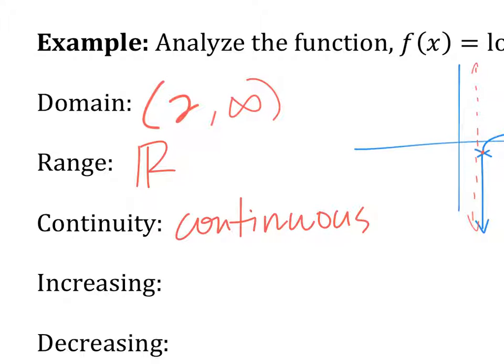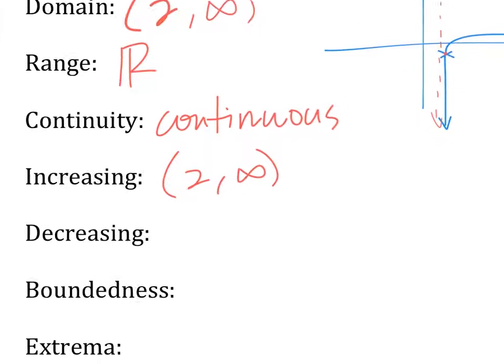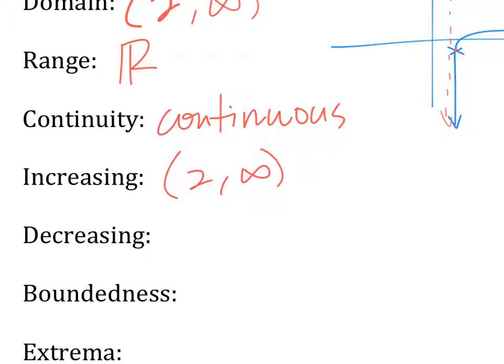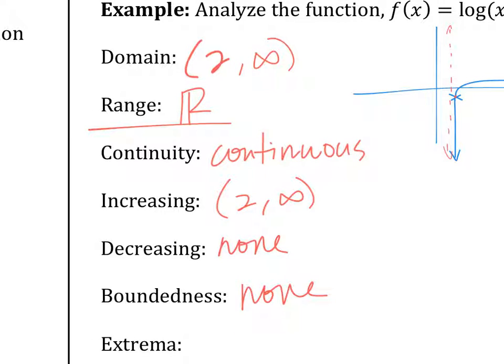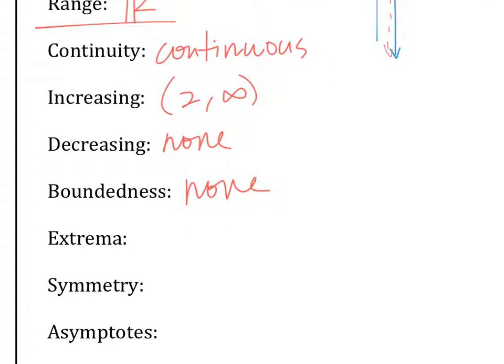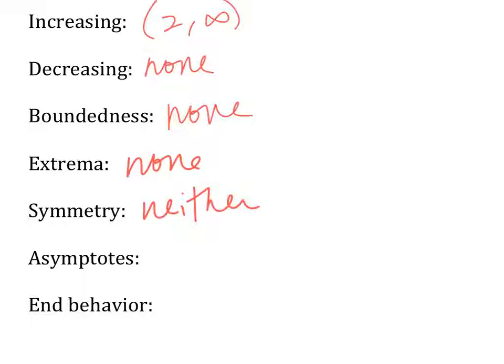Okay, Philip, increasing? 2 to infinity. Jingyi, decreasing? None. Wimble, boundedness? None. You can tell that it's not bounded because the range is all real numbers. Jingzi, extrema? None. You can only have extrema if it goes up and down. If it's always increasing, then it's never going to go down, so no extrema. Gary, symmetry? Neither. Elizabeth, asymptote? X equals 2.